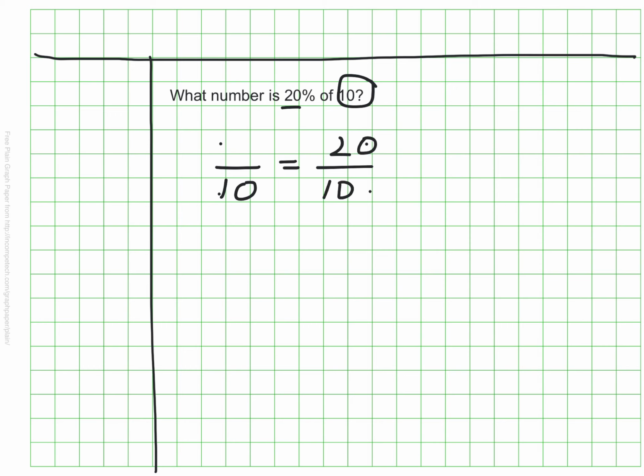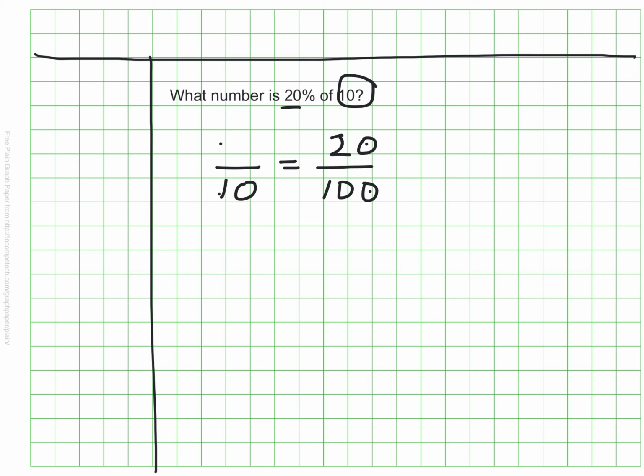Let's do another friendly example. We'll get to a harder one after this, but let's do another friendly example. This time I'm not going to put it in the context of a story. I just want to know what number is 20% of 10. So again, let's fill in what I know. Remember, this is part to whole, percent out of 100. So I know that I'm looking for a number that's out of 10. So 10 is my whole. And I know that the number I'm looking for is equivalent to the ratio of 20%. So it's 20%, which is 20 out of 100.